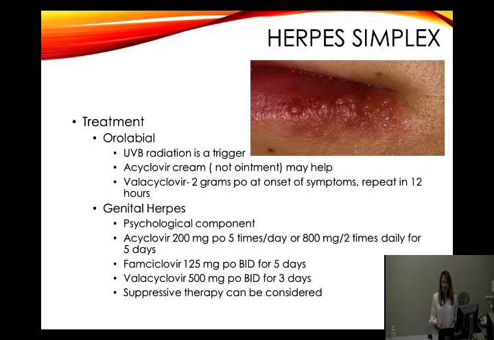Valacyclovir, or Valtrex is the brand name, is something that came out a few years ago. It works very well for cold sores. You can take 2 grams at the onset of symptoms. So as soon as they feel the burning, tingling, itching, they would take 2 grams and you repeat it 12 hours later. Usually that's enough to stop the outbreak. But the longer they wait to take that pill, the more likely it is that the eruption is going to occur.